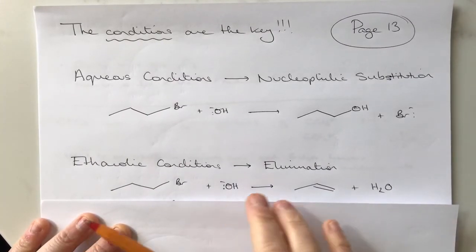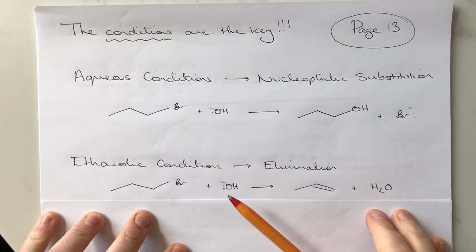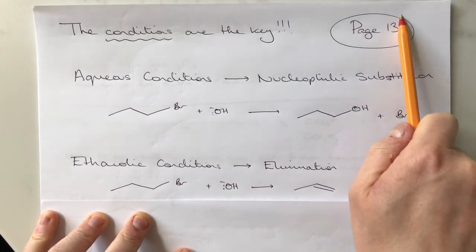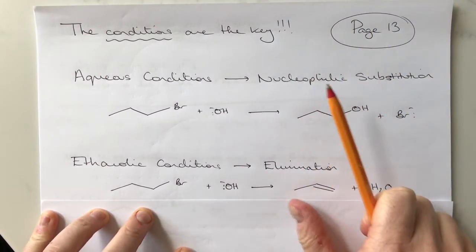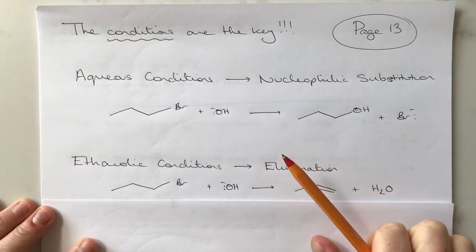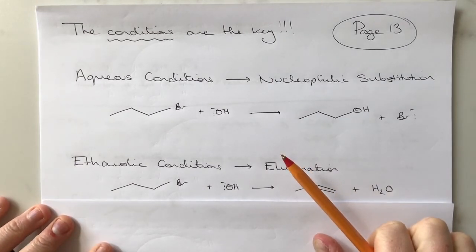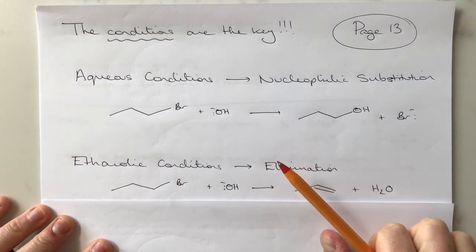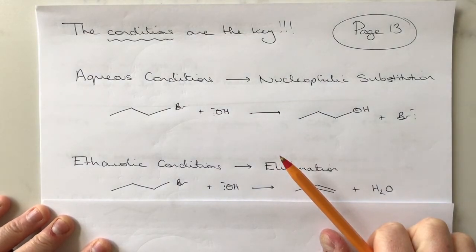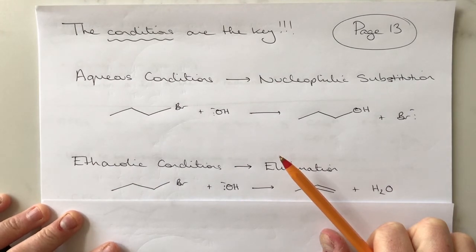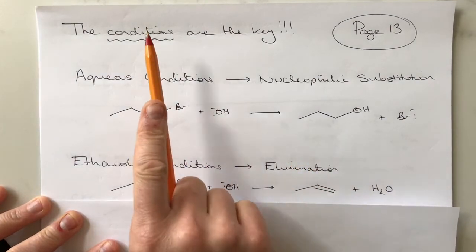Okay, so just before I move on to the next bit of this topic, I just really want to reiterate this. This is mentioned in page 13 of your notepad. Now, page 13 on the notepad actually goes into a lot more detail than you really need. It goes into an in-depth comparison of what conditions lead to nucleophilic substitution, what conditions lead to elimination mechanisms. I'm just going to condense that down to the essential bit, which is the key bit that gets assessed in exams, which is to do with the solvent. So the conditions are the key.